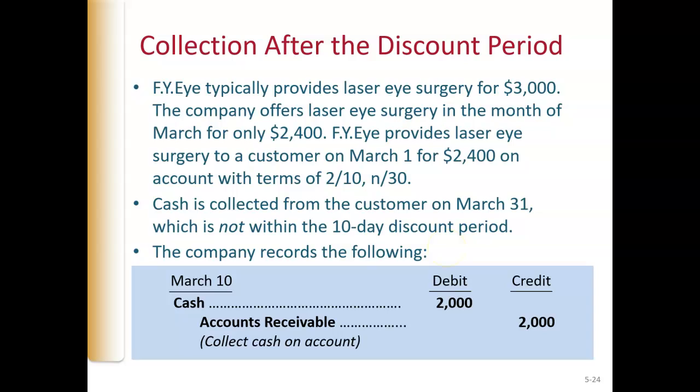FYI typically provides laser surgery for $3,000. The company offers laser surgery in the month of March for only $2,400. FYI provides laser eye surgery to customers on March 1st for $2,400 with terms 2/10 net 30. Cash is collected from the customer on March 31st, which is not within the 10-day period. So there's no discount, is there? They're just going to debit the cash and credit the receivable and zero it out. Okay?